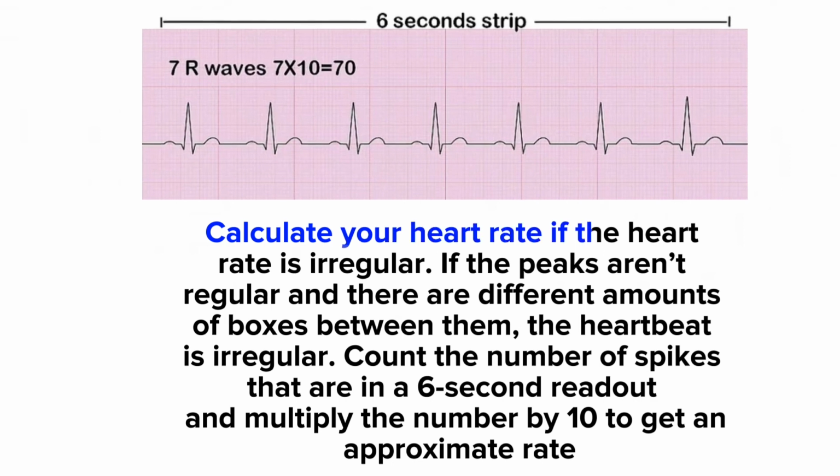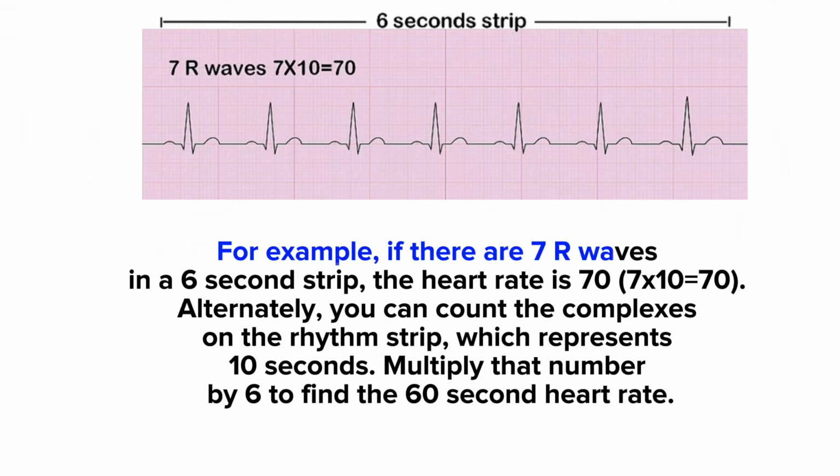Calculate your heart rate if the heart rate is irregular. If the peaks aren't regular and there are different amounts of boxes between them, the heartbeat is irregular. Count the number of spikes that are in a 6-second readout and multiply the number by 10 to get an approximate rate. For example, if there are 7 R waves in a 6-second strip, the heart rate is 7 times 10 equals 70. Alternately, you can count the complexes on the rhythm strip, which represents 10 seconds. Multiply that number by 6 to find the 60-second heart rate.